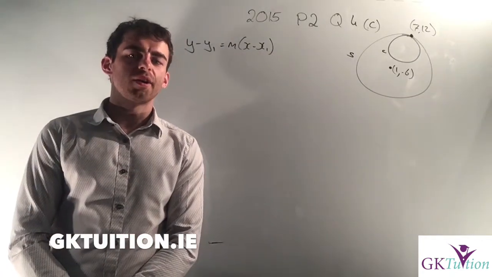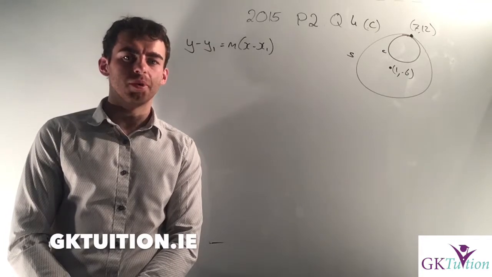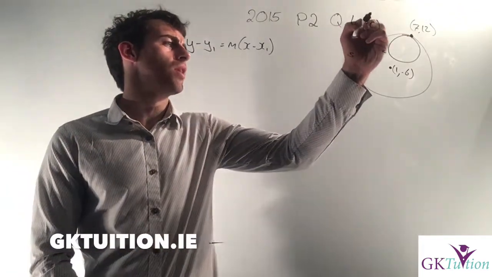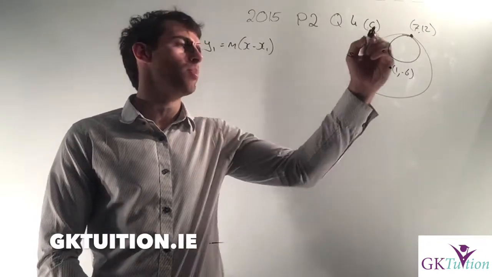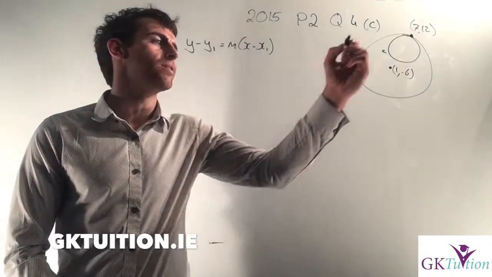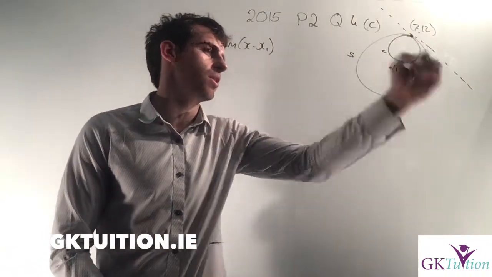Okay, so the last part of this question now, we're asked to find the equation of the common tangent at B. So I've drawn a rough sketch here. I want you to just realize the common tangent, this is the coordinate B. A tangent is a line that touches a circle in one place only. So the common tangent is roughly, it looks like that.